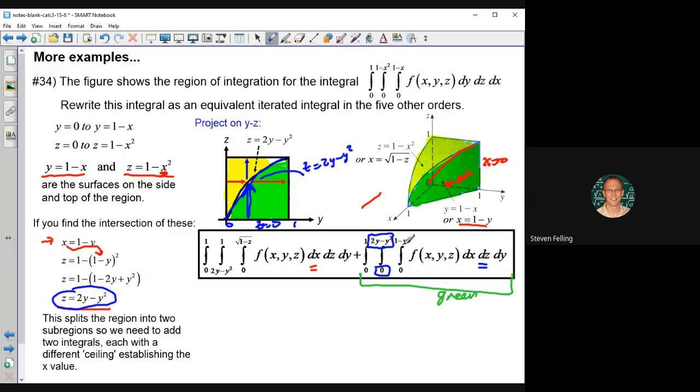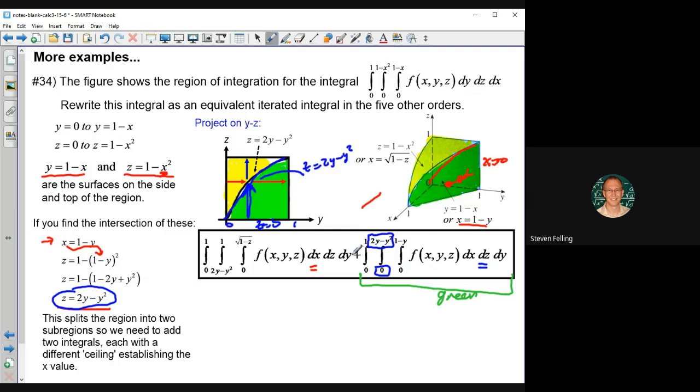And then to finish it out on the inside, the inner integral would be, we would start at x equals 0, and we would stop when we hit our head on the green surface, which is x is 1 minus y. Same surface, but solve for x. That's why this is 1 minus y here, okay?